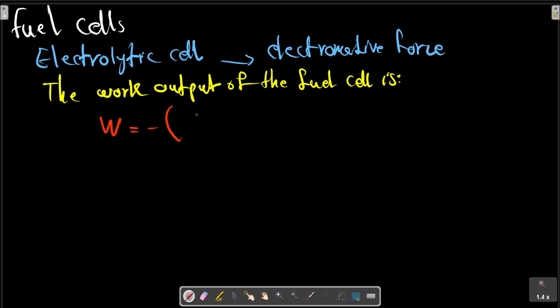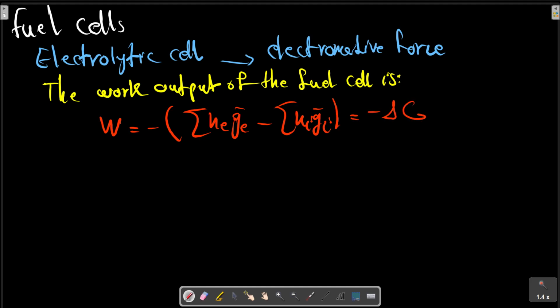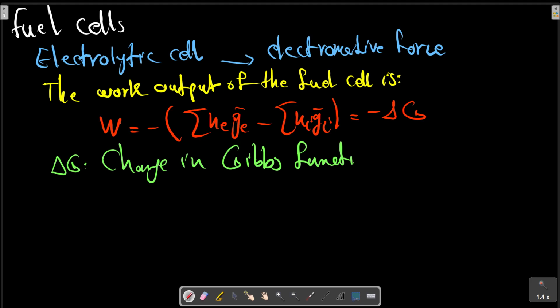W equals negative delta G, where delta G is the change in Gibbs function for the overall chemical reaction.